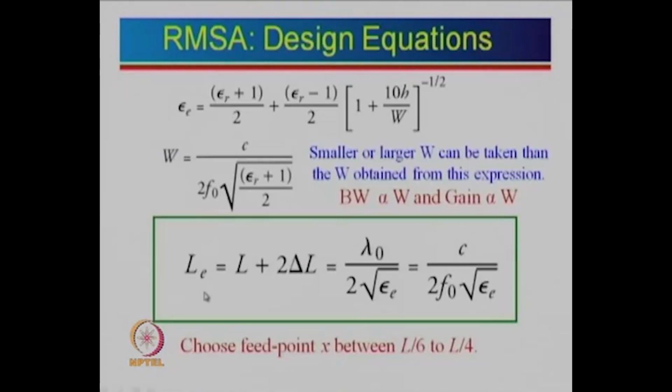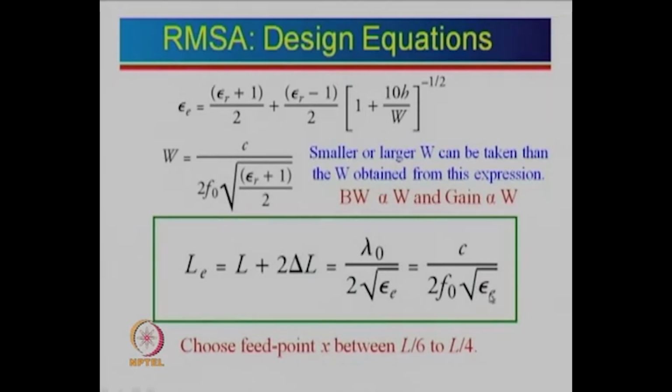So L is nothing but equal to lambda 0 by 2 square root epsilon, because that is the effective wavelength. And we substitute lambda 0 equal to C by F. Just by using this simple expression, we can find out what the effective length is.